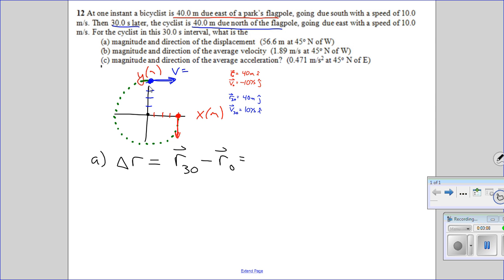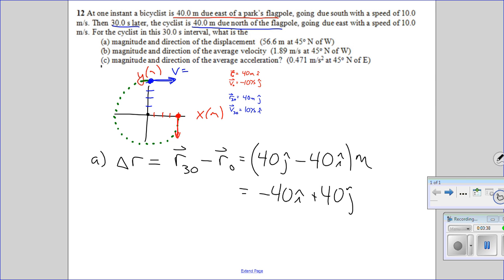So I'm literally just going to plug in my numbers. Our position after 30 seconds, r30, was 40j meters, minus our starting position, which was 40i, right? And this is all in meters. So this is a little weird, I've got my coordinates flip-flopped. Usually we do i j instead of j i, so I'm just going to rewrite this as negative 40i, that's my x component, plus 40j, my y component, and that's all in meters. Okay, so great.